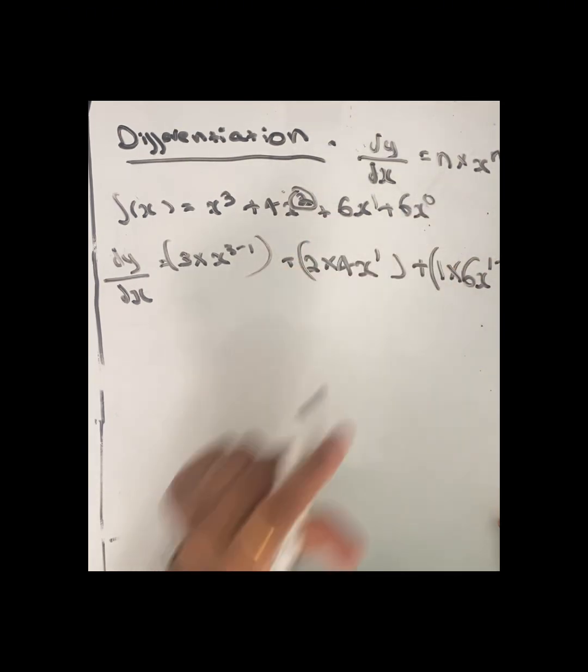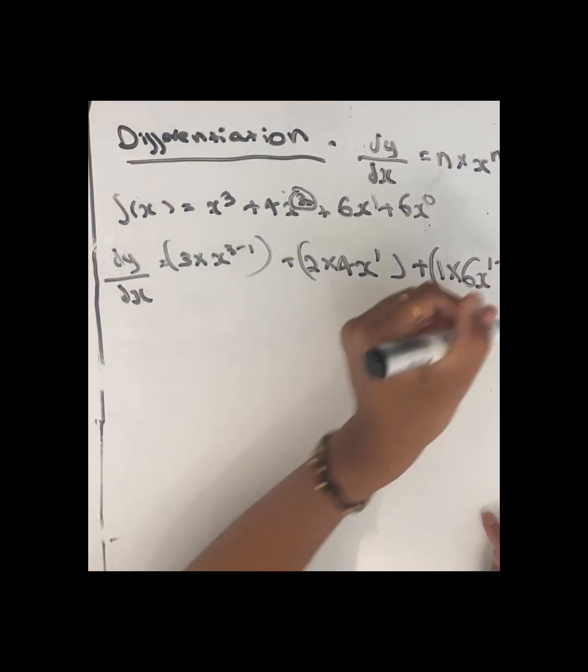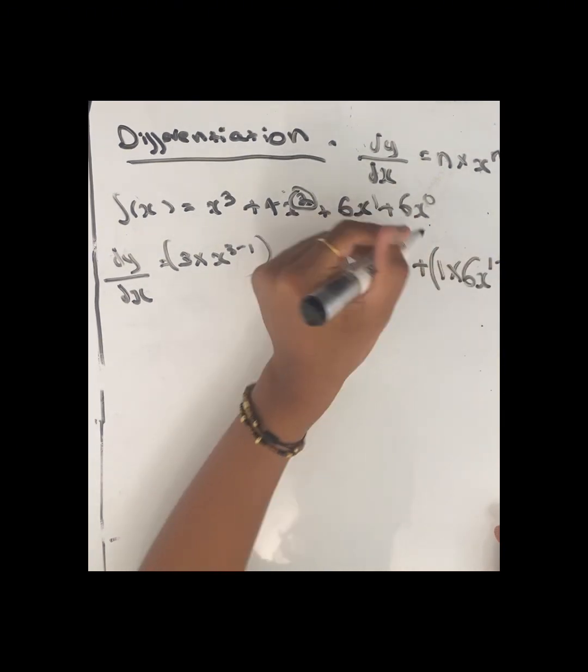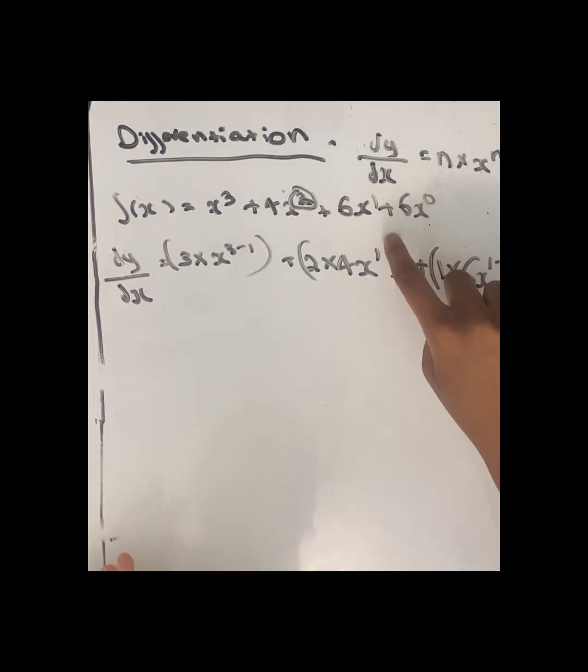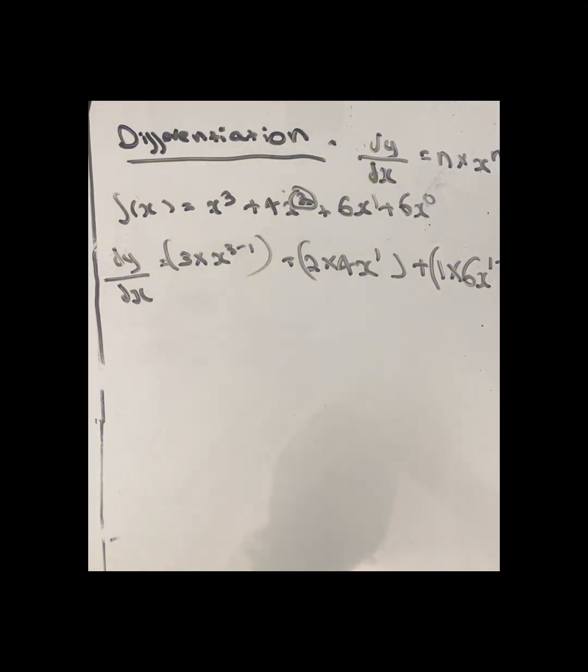And then the last 6 is 6 times x to the power of 0, plus 0, because 0 times anything is just going to equal 0, which is quite important. So if you have any kind of constant value, whenever you find the derivative, you're just going to completely ignore it, because if you had 5, that's 5x to the power of 0, because anything to the power of 0 is 1, so 5 times 1 is 5.